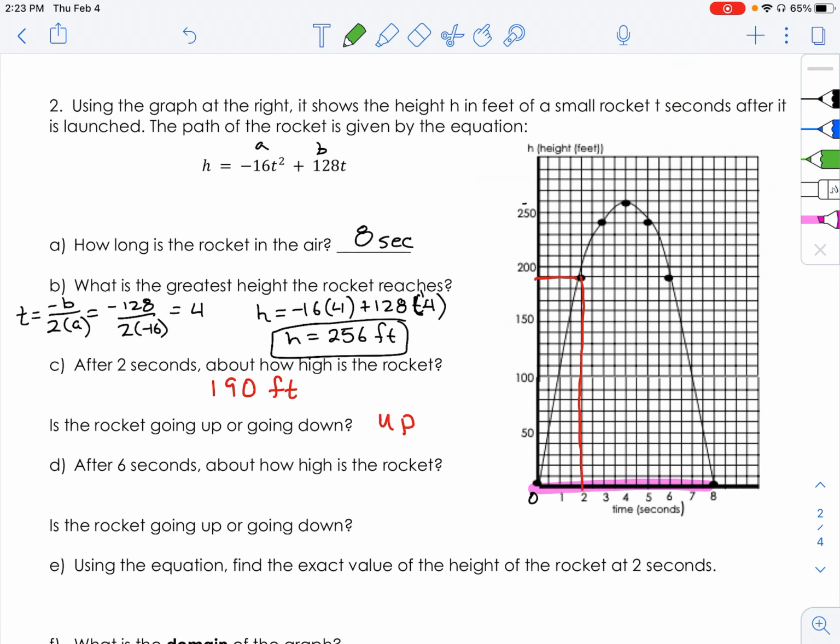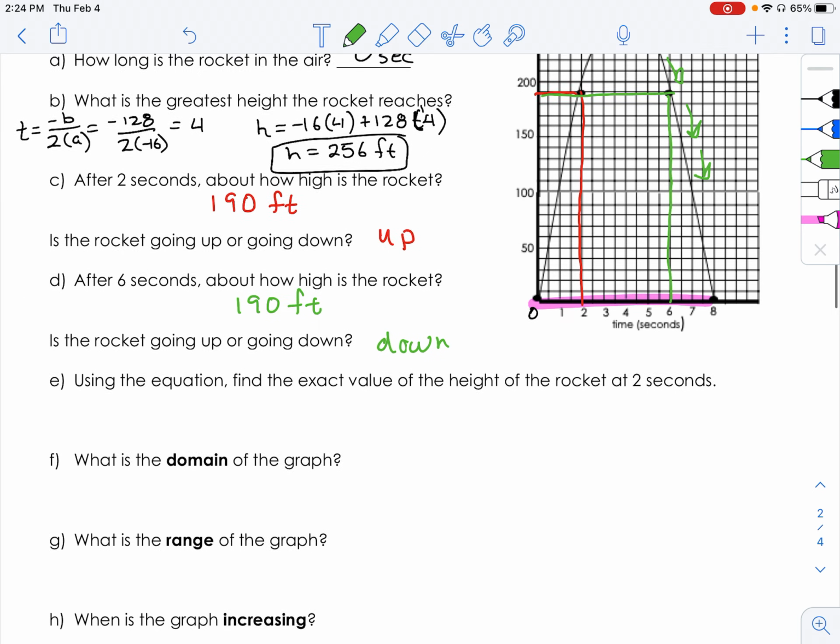So the next one, it says after 6 seconds. So I'm going to find 6. How high is the rocket? So it looks like it's about the same, 190 feet. So is the rocket going up or down? So on this side is going down. So the rocket is going down on this side of the graph.